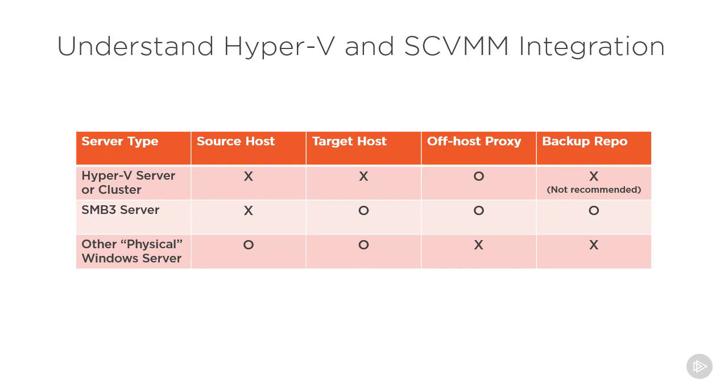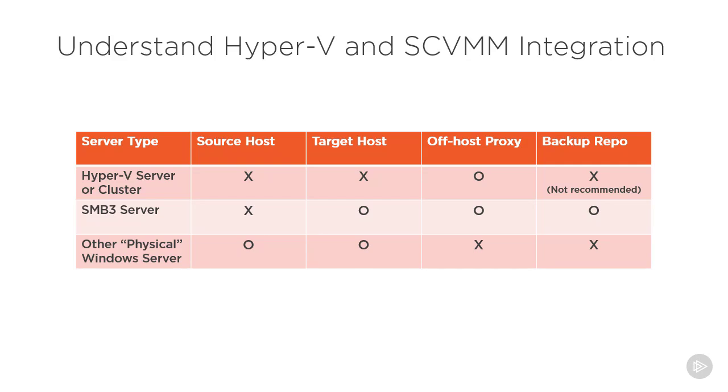For a Hyper-V server or cluster, we can use that as a source host, as a target host, or as a backup repository, although it is not recommended. We can't use a Hyper-V server or cluster as an off-host proxy. Your SMB3 servers, those file servers or file server clusters, will be used as source hosts and not target hosts, off-host proxies, or backup repositories. Other physical Windows servers, however, can be used as an off-host proxy or as a backup repo. So when you start thinking about where you're actually going to put these different components, it's this little table here that can give you a bit of assistance in helping you know where you want to install each of these pieces.